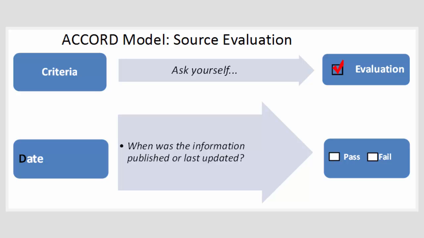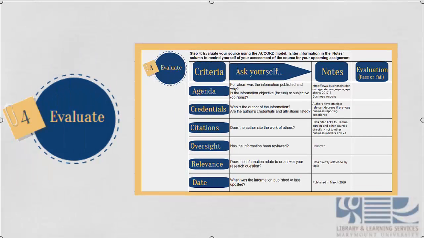Lastly, let's look at the date the information is published. You are all researching timely topics for your EM 101 course, so ask yourself, when was the information last published or updated? In step 4 of your research log, you can see the Accord model, and there's a notes column.